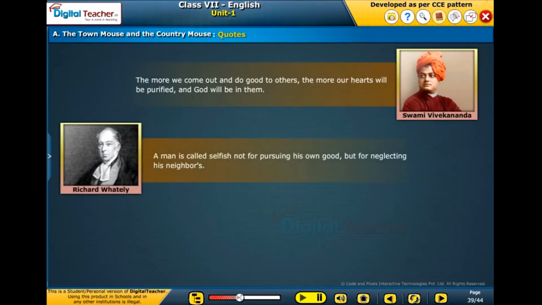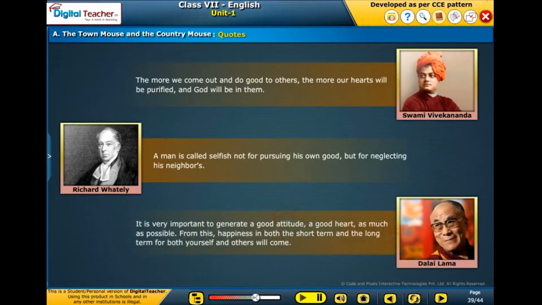A man is called selfish not for pursuing his own good but for neglecting his neighbors. By Richard Whately. It is very important to generate a good attitude, a good heart, as much as possible. From this, happiness in both the short term and the long term for both yourself and others will come. By Dalai Lama.